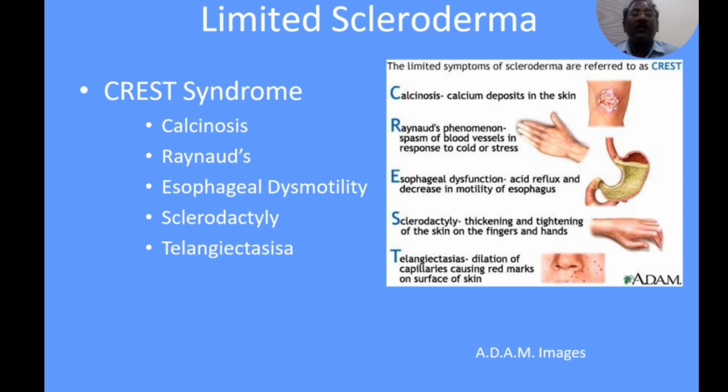See, this is the CREST syndrome. C stands for calcinosis, the calcium deposits in the skin. But if you check the calcium levels in the blood, they are normal only. The second one is Raynaud's phenomenon, because of the spasm of the blood vessels in response to the cold or stress or emotion. And esophageal dysfunction, so there will be acid reflux and a decrease in the motility of the esophagus. Sclerodactyly, that is the thickening and tightening of the skin on the fingers and the hands. Telangiectasias, dilatation of the capillaries, causing red marks on the surface of the skin.